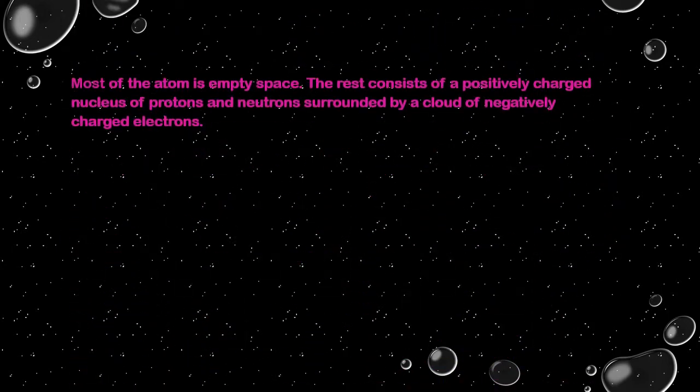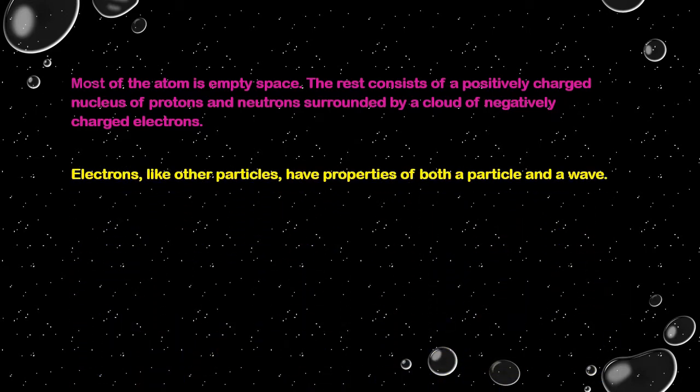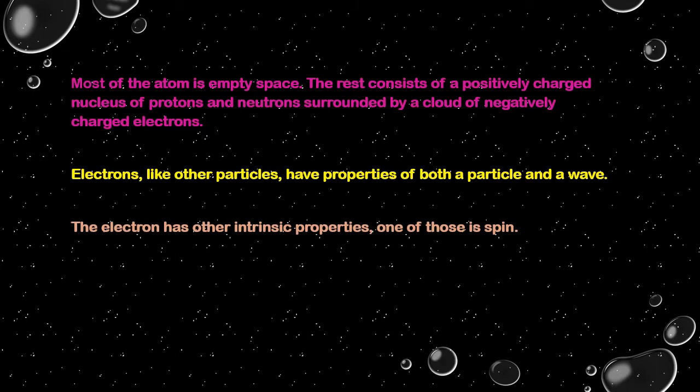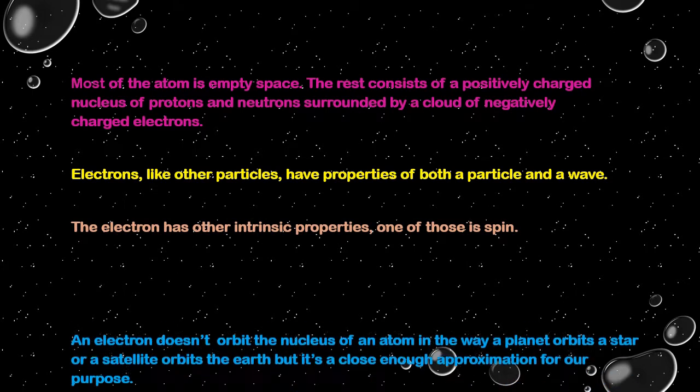Most of the atom is empty space. The rest consists of positively charged nucleus of protons and neutrons surrounded by a cloud of negatively charged electrons. Electrons, like other particles, have properties of both a particle and a wave. The electron has other intrinsic properties. One of those is spin.